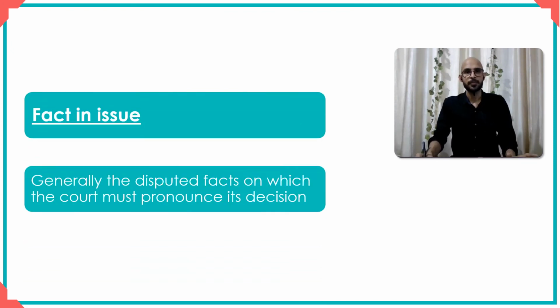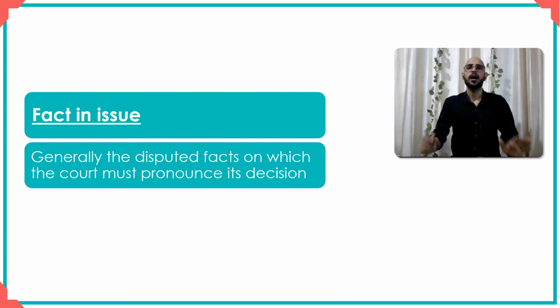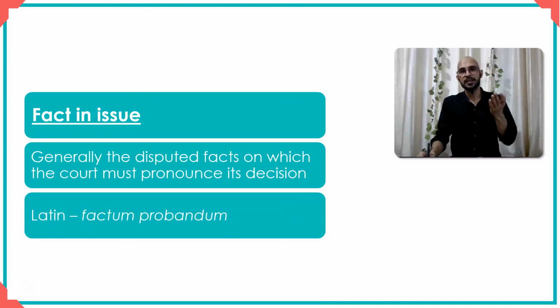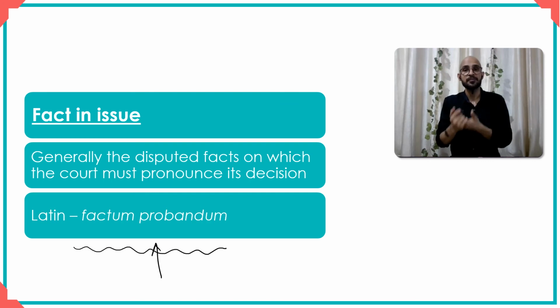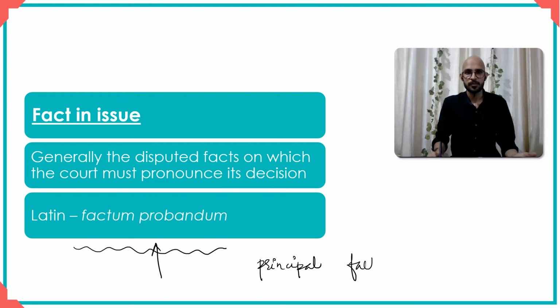So to conclude, let's look at facts in issue in the most simple manner. Facts in issue are the disputed facts on which the court must pronounce its decision, right? And since we've simplified it, let us also complicate it, because that's also what we do by giving you the Latin name for facts in issue. So factum probandum, right, is the Latin word for facts in issue, which means the main principal facts that have to be proved.